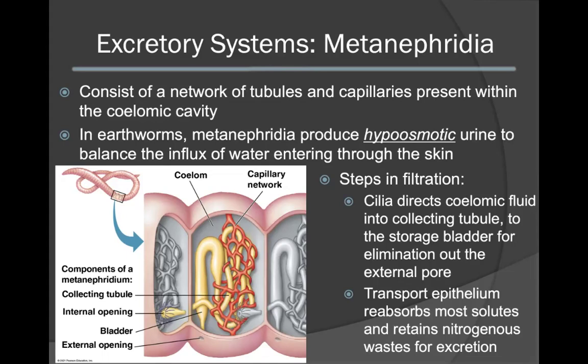The coelomic fluid will be filtered as it moves through the capillary and the tubule network. It will then be collected in the storage bladder for elimination out the external opening. Note that each segment of the earthworm will have a metanephridia present to help eliminate waste throughout the body of the animal.